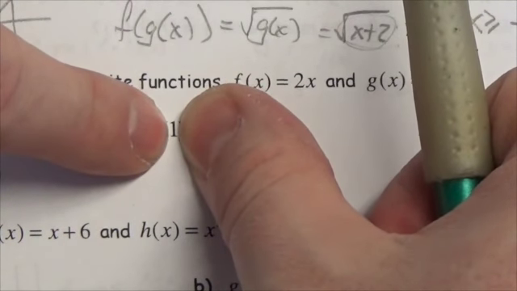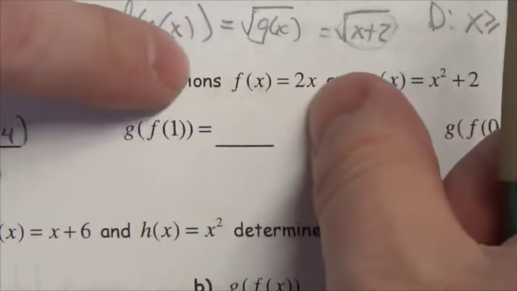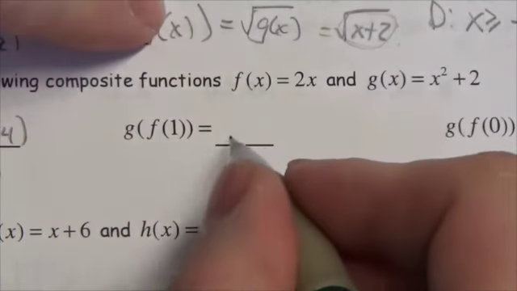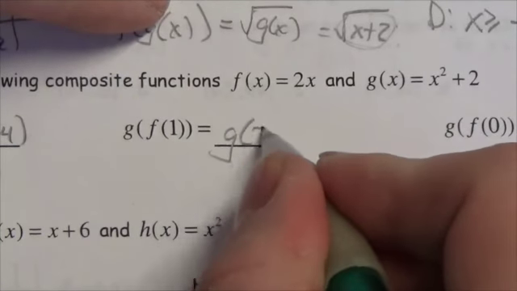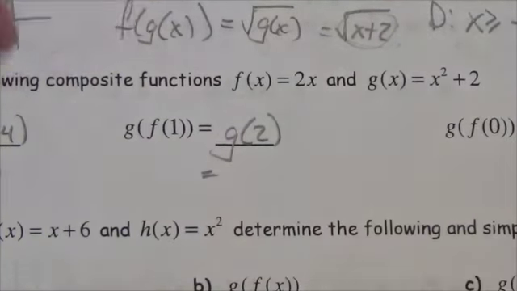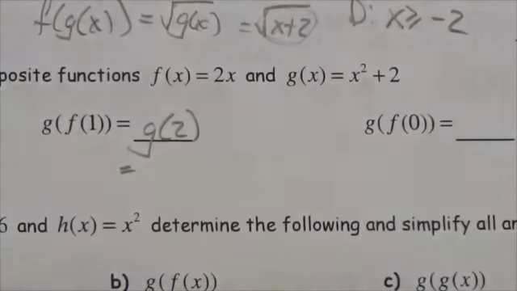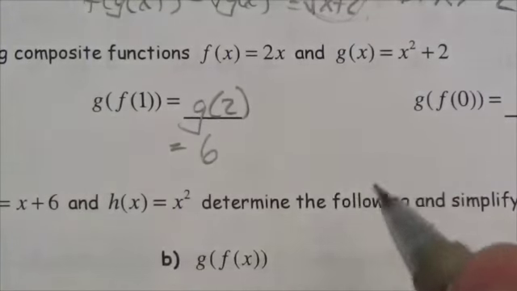There's the number 1. That's 1 inside f of x. Now, if I plug a 1 into f of x, that's going to be 2 times 1, which is just 2. So this will be g of 2. Go over to g. If I plug 2 into that, 2 squared is 4, plus 2 is 6. So g at 2 is 6.